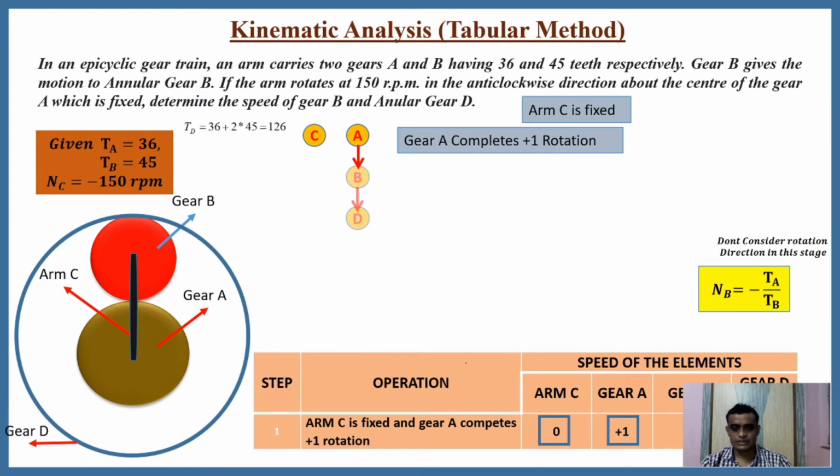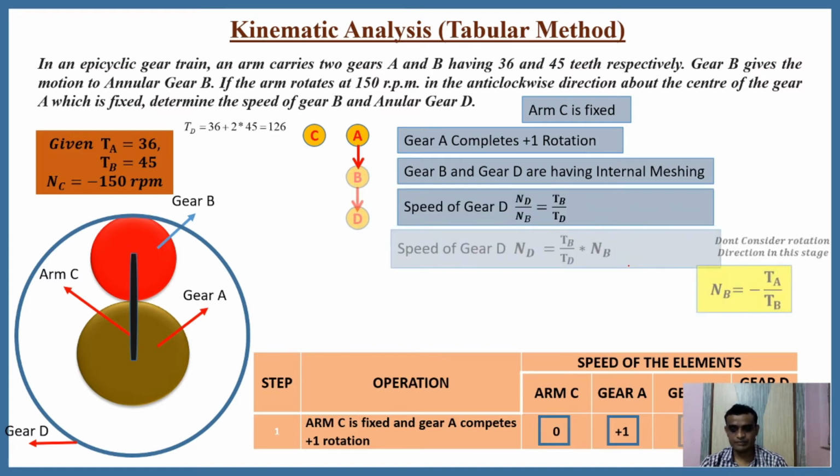Now we'll find the speed of gear D. Gear B and gear D are having the internal meshing. Again, ND upon NB is equal to TB upon TD. That means ND is equal to TB upon TD into NB.